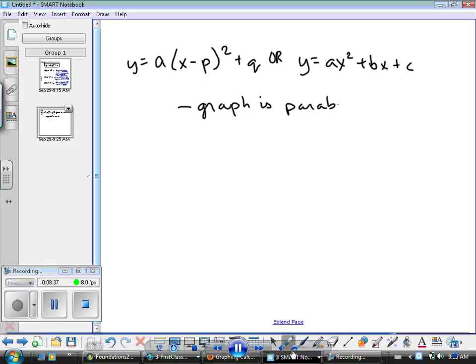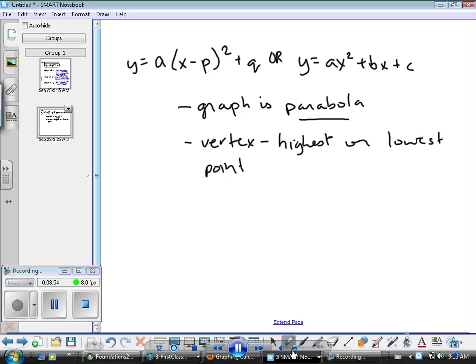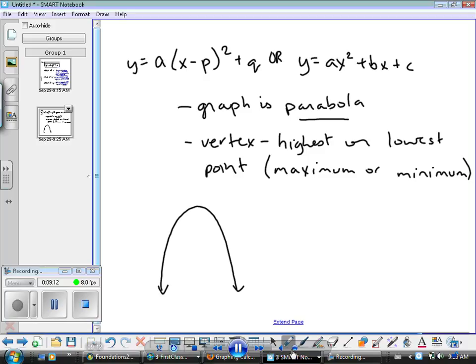Okay, the graph is a parabola. Yeah, that's what you'll recognize when you see an equation that looks like that. Okay. The vertex is either the highest or the lowest point of the parabola. Okay. That vertex has coordinates P and Q. Okay. P is the x-coordinate of the vertex. Q is the y-coordinate. This is written out pretty nicely in the lesson notes on the course. Okay. The vertex is a maximum value if it happens to open down, and it's a minimum value if it opens up.